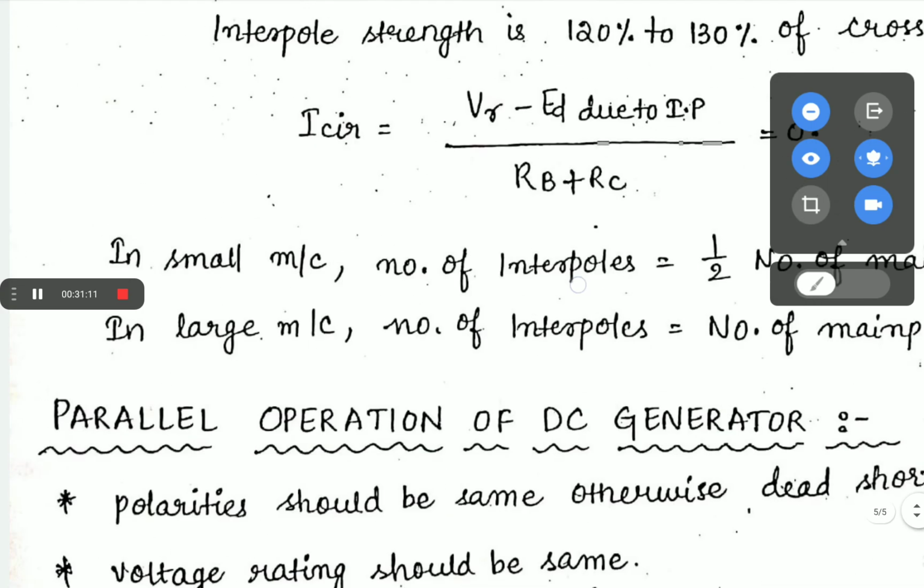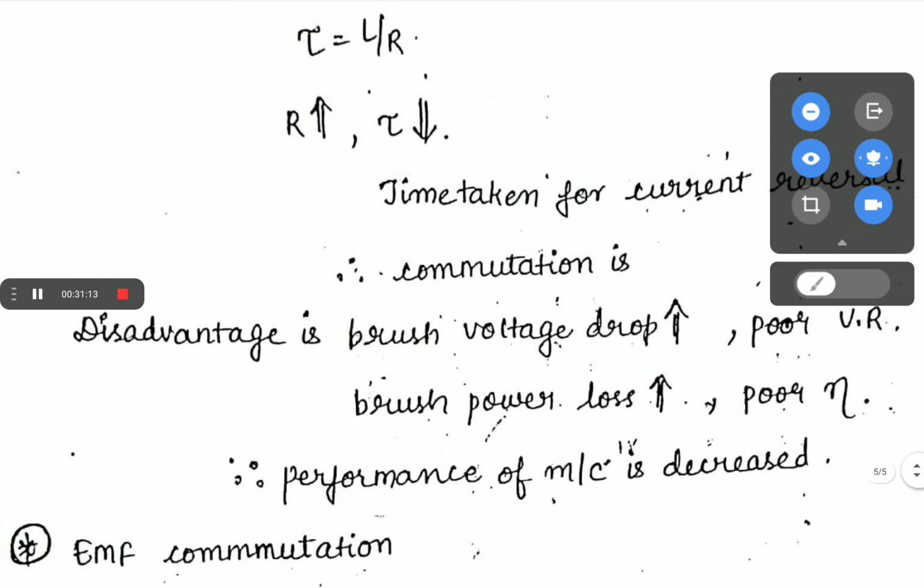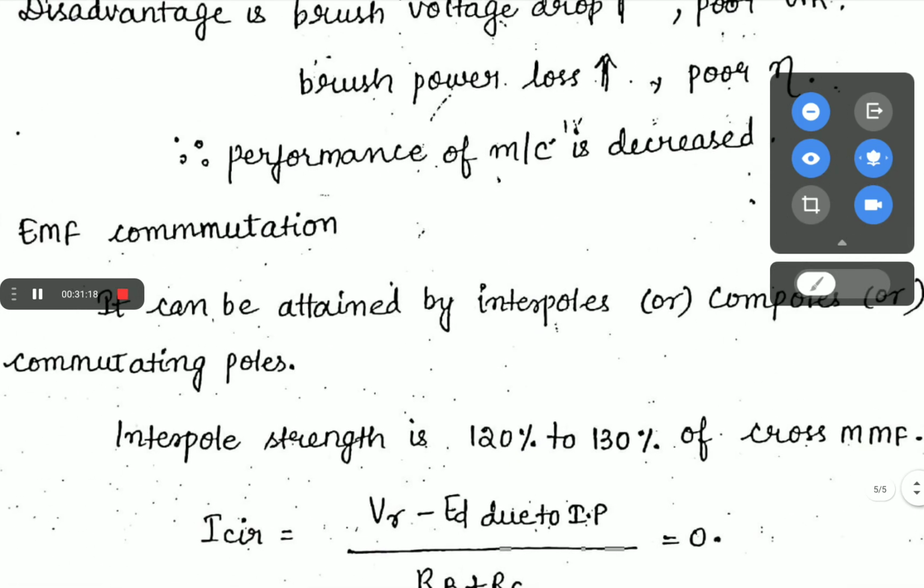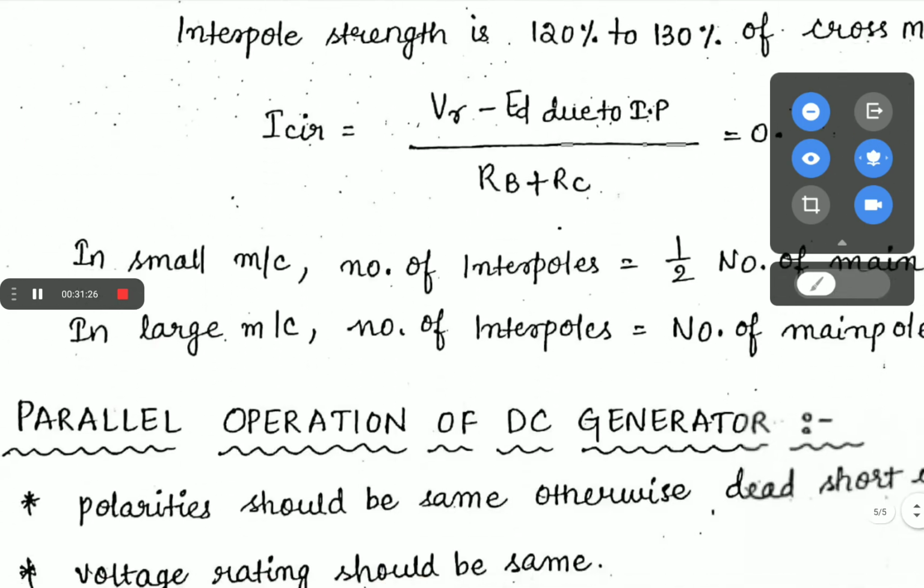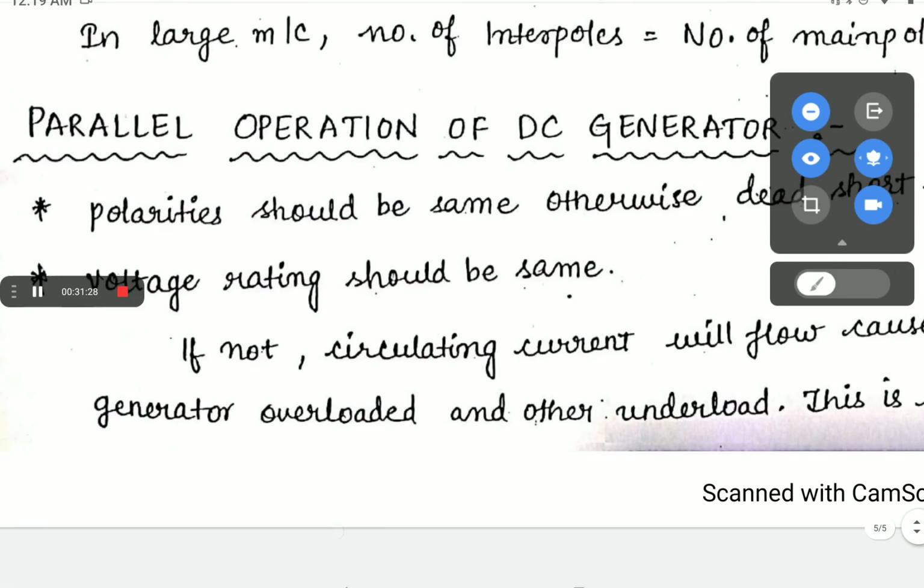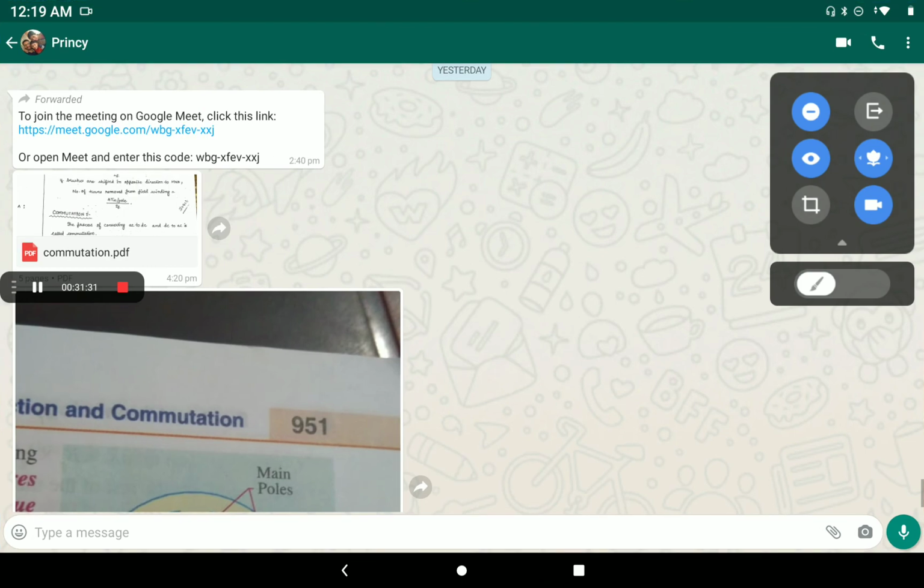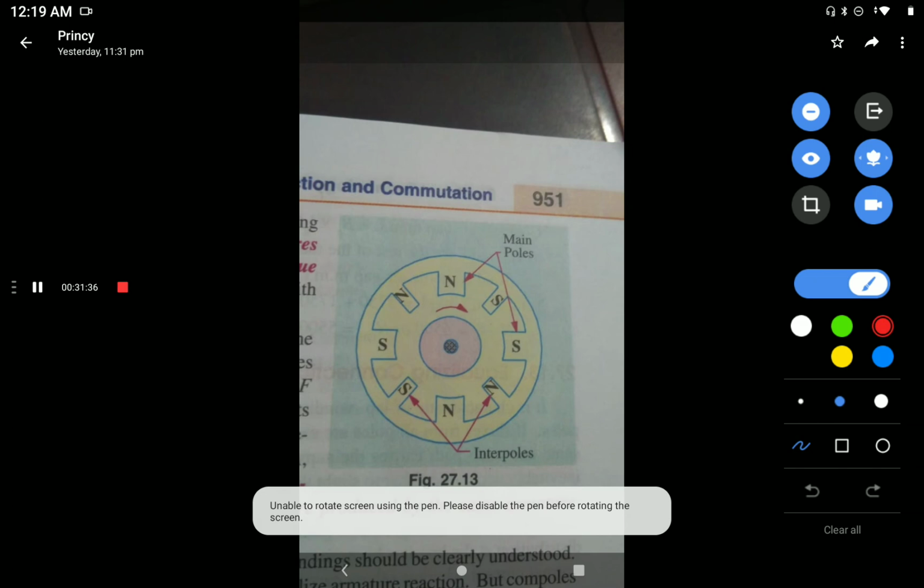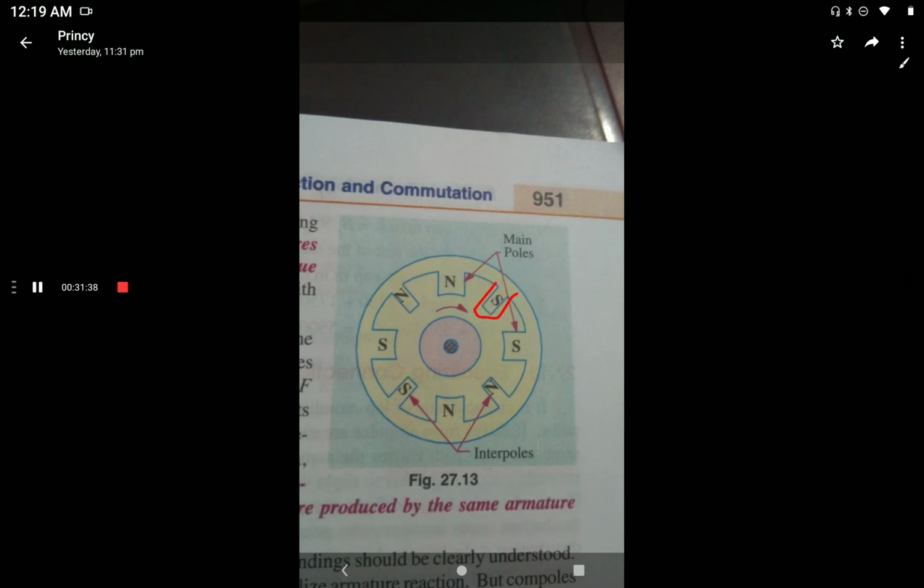Okay, then these are the commutation methods. And what is a compole? It is a pole which is fixed on the yoke itself. Let me show you. This is the interpole. You can see here the small poles placed in the yoke itself, which is known as an interpole.